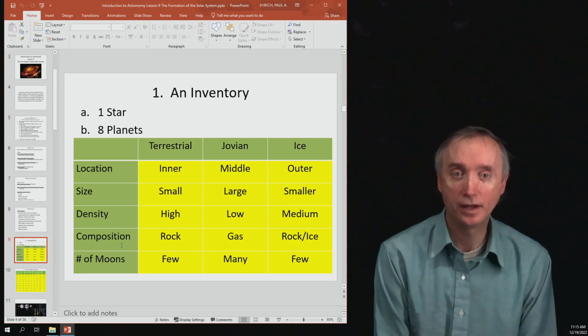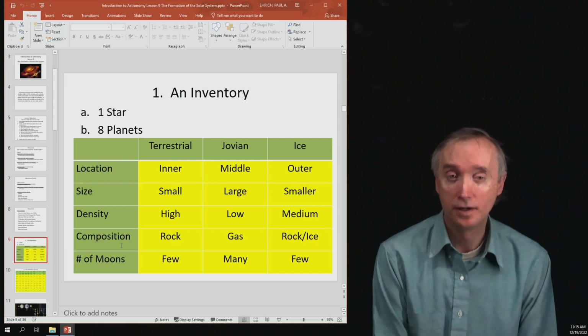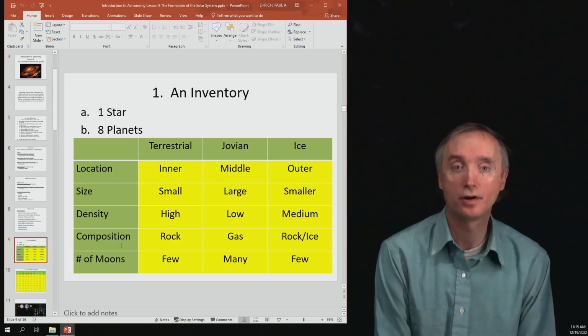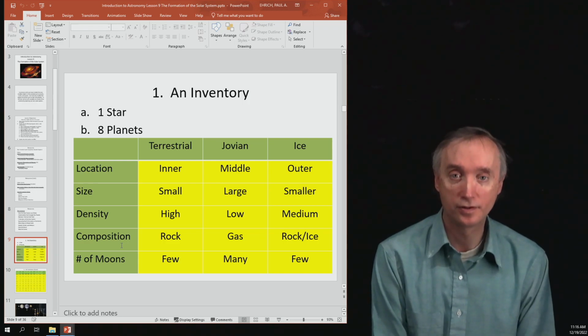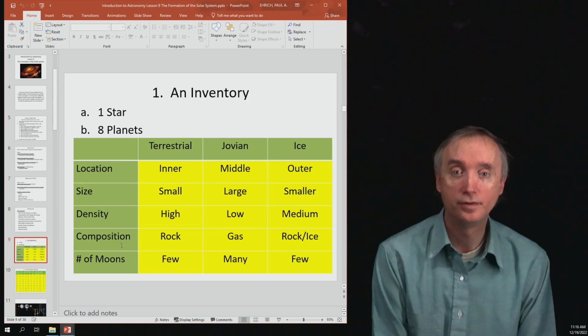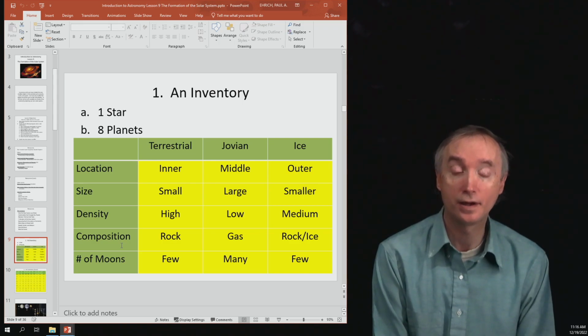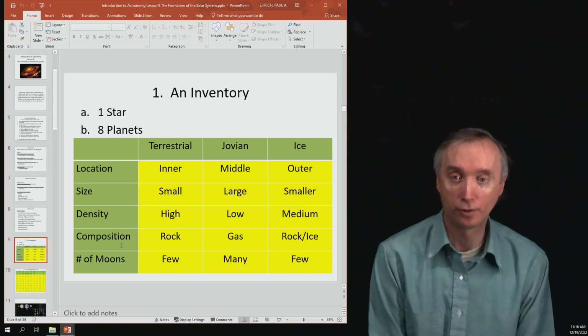Then you have in the outer part of the solar system the objects that are composed mainly of ice and rock. So now we're talking about Pluto, for example. They are much smaller than the gas giants, and they're even smaller than terrestrial planets. So we're talking about moon-sized objects. Their density is medium because they're composed of both rock and ice, and they tend to have very few moons in orbit around them.